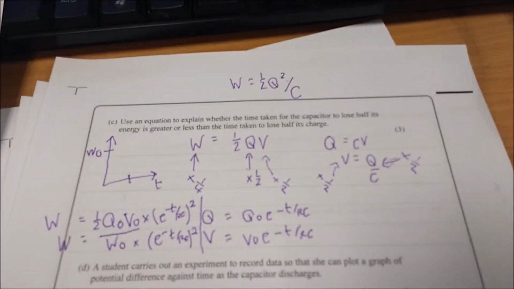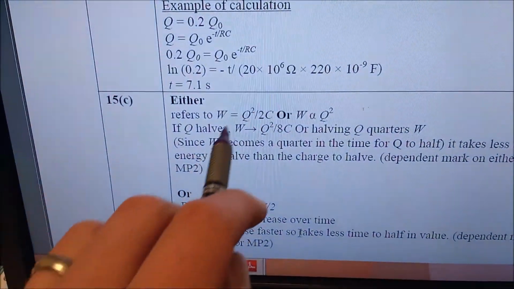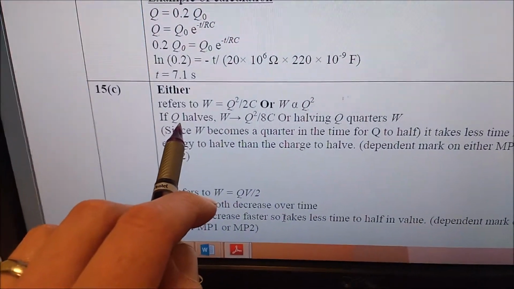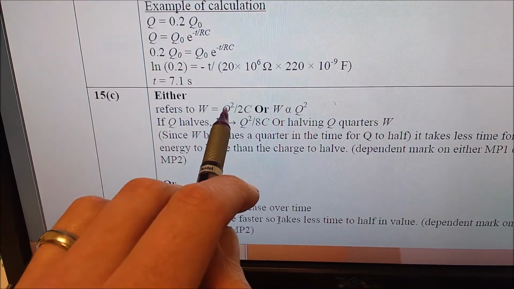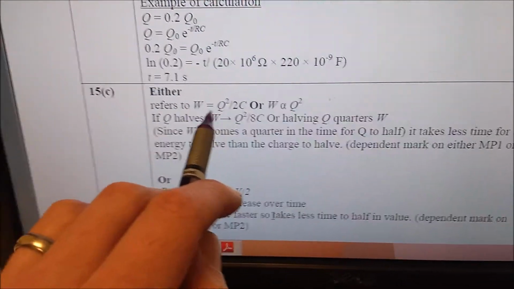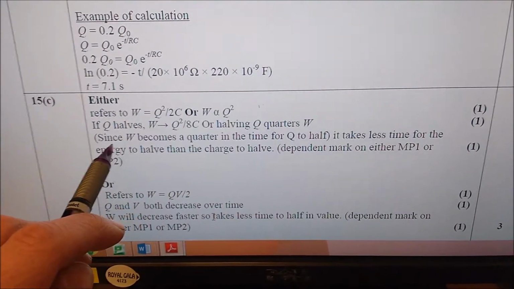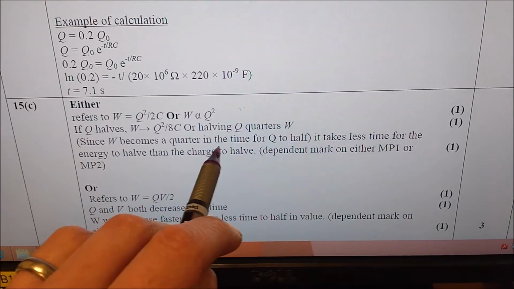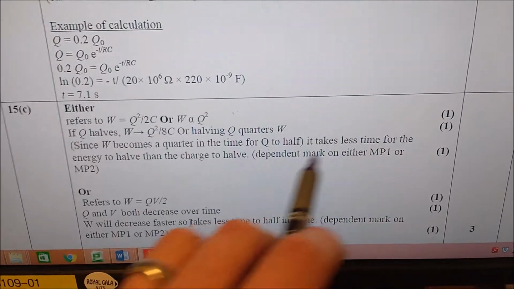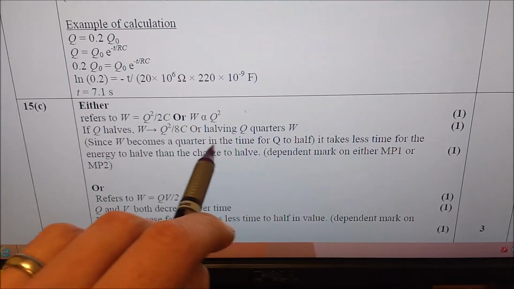So you could have written out all these two together. So the argument is use that equation there, and then, as I've said, if you halve Q, half times half is a quarter, isn't it? So you're actually going to quarter the energy stored. And I'm just reading out what it says here. Since the energy stored becomes a quarter in the time it takes for Q to halve, it'll take less time for the energy to halve. So something along those lines, but you're only going to get a mark for that.